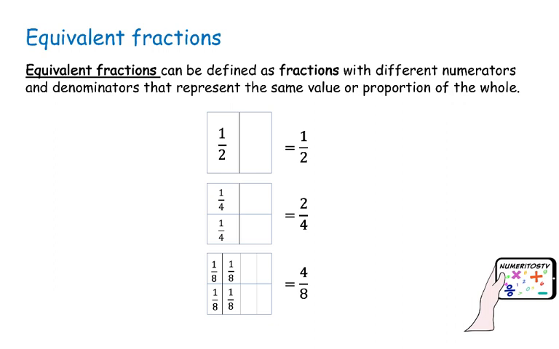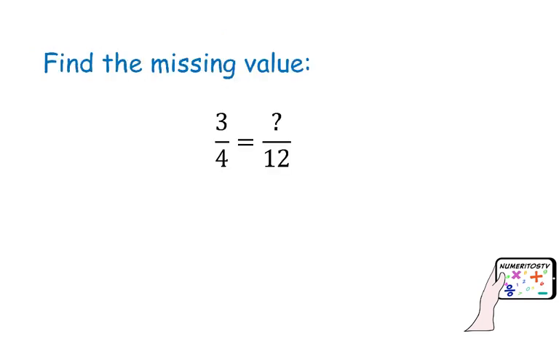So if you observe these three rectangles, you can see that 1/2 is exactly the same portion as 2/4 and is also exactly the same portion as 4/8. 1/2 is going to be equivalent to 2/4 and is going to be equivalent to 4/8. So how can we find the missing value in an equation where we have two equivalent fractions? So let's do some examples.